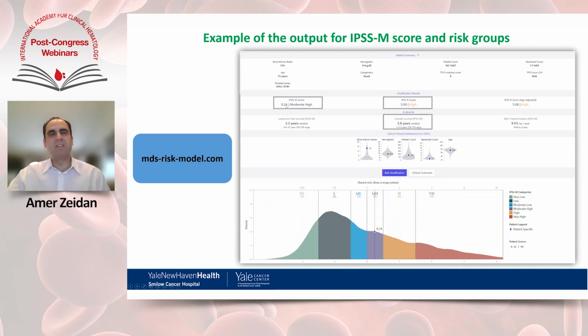Any positive result is generally considered high risk disease. Here it's moderate high. And you can see the leukemia-free survival is 2.3 years, and the overall survival is 2.8 years. But importantly, in addition to the IPSS-M, this can give you the IPSS-R score as well. So you don't have to worry about calculating both of them. Once you enter the data here, you can have both of those readings. And I think this is a nice printout that you can give to your patient on the initial visit to give them a kind of a sense of their prognosis in a visual way.